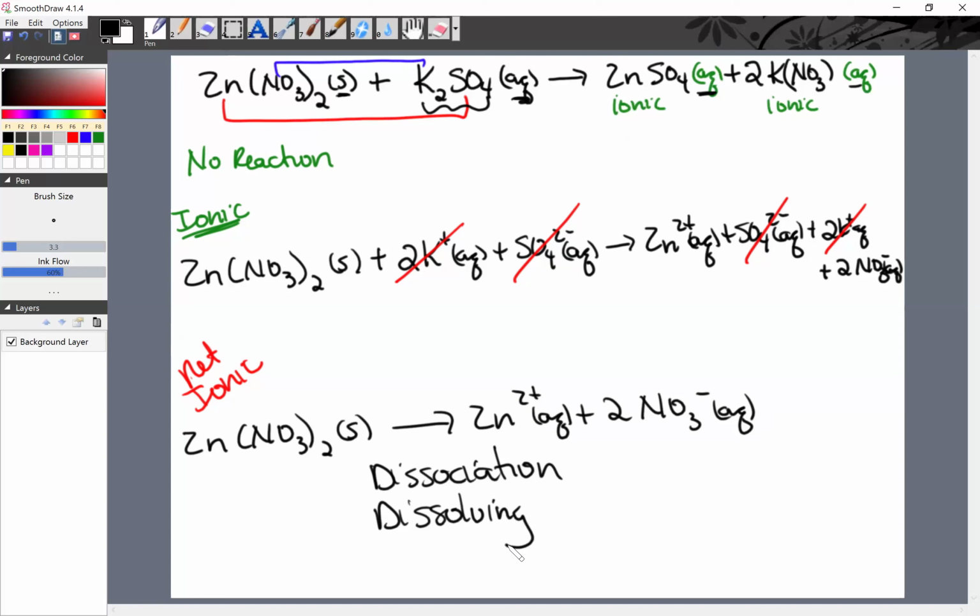All right, that's the difference between a molecular and ionic and a net ionic reaction. And this was an example of the solids, the precipitate reactions.